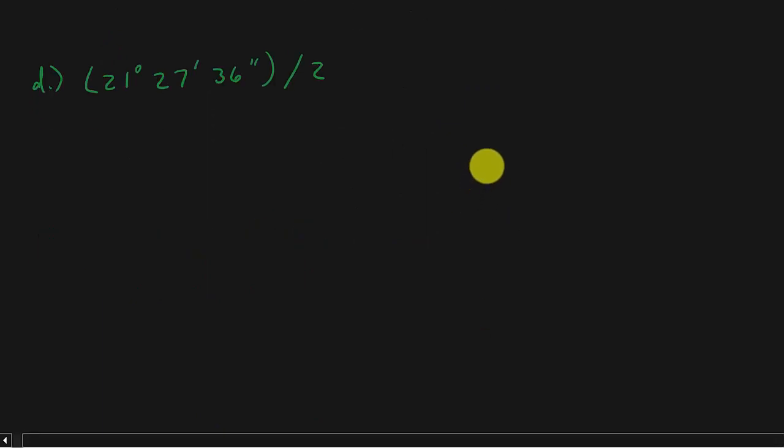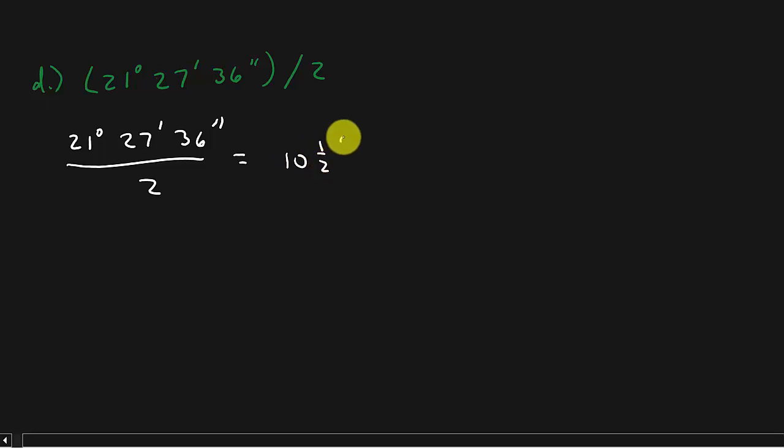All right, so here we're dividing. So let's just rewrite it. 21 degrees, 27 minutes, 36 seconds over 2. So all I'm doing here is dividing 2 into each one. This 2 goes into 21, that's 10.5 degrees. 2 goes into 27, that's 13.5 minutes. And then we've got the 36 seconds. So 2 goes into 36, that's 18 seconds.